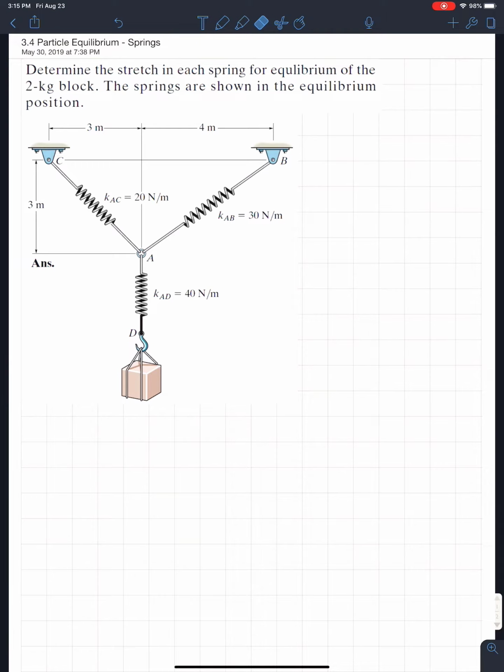In this tutorial, we're going to cover something very special, which I know is probably the thing students hate the most, and that is springs. The basis of this tutorial is particle equilibrium. We'll use that to find all the forces, but we're going to take it a step further and use what we know about springs to find the displacement of the springs under those forces.